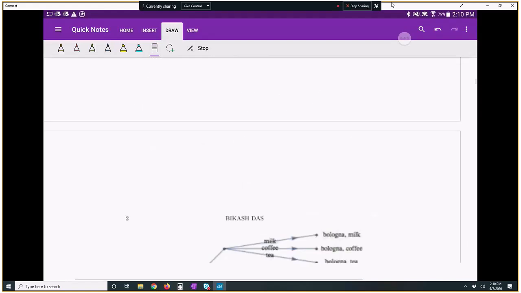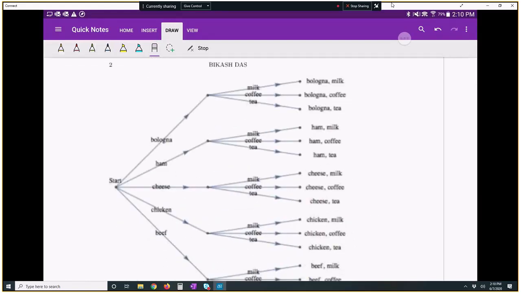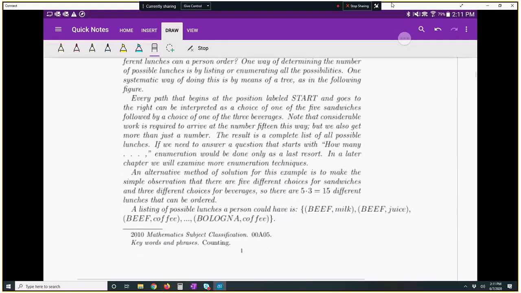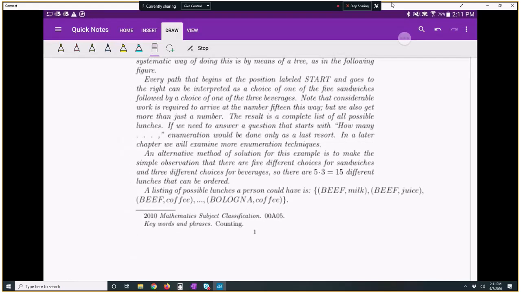So I'll show you the tree here. We have start, and then you have first a choice of 1 of 5 sandwiches, then a choice of 1 of 3 beverages, and then what you'll see here on the far right is your final selection. So the far right is the list of all the possibilities. You could have a bologna sandwich with milk, a bologna sandwich with coffee, a bologna sandwich with tea, a ham sandwich with milk, and so on. So if we needed to, say, write the set of all possible lunches, then we would have something like you see here: beef, milk, beef, juice, and so on.